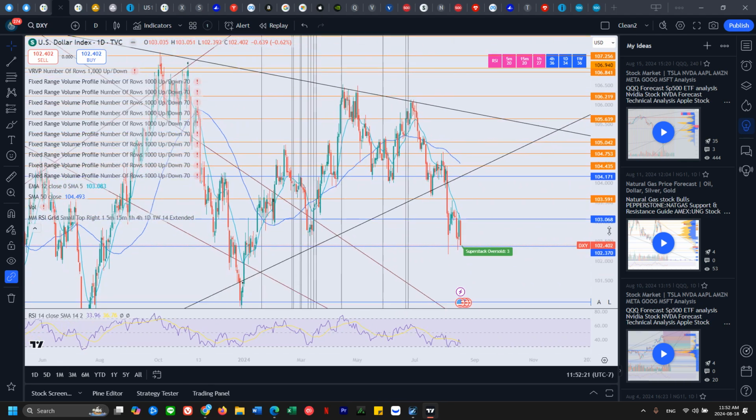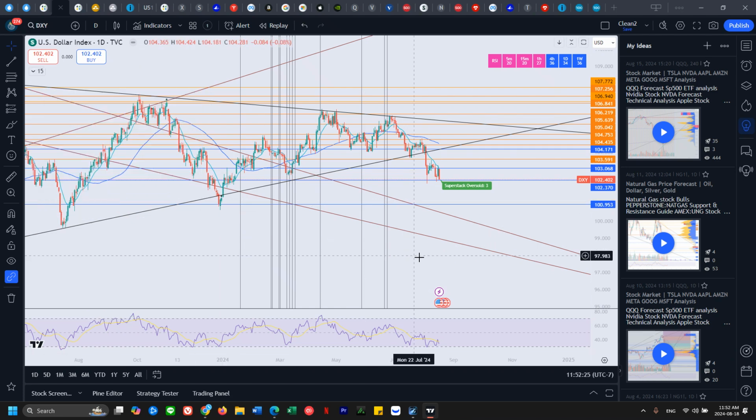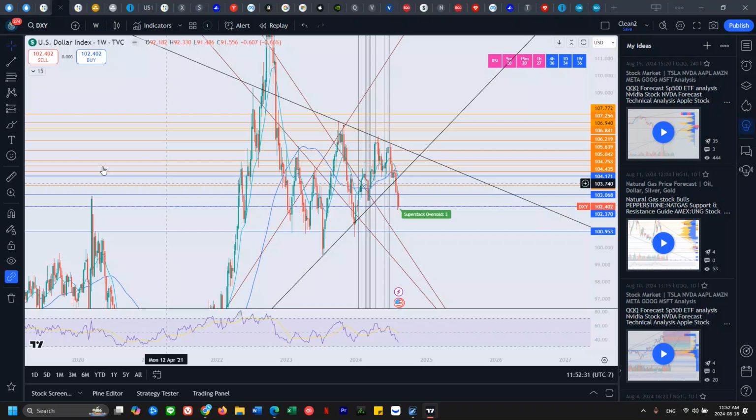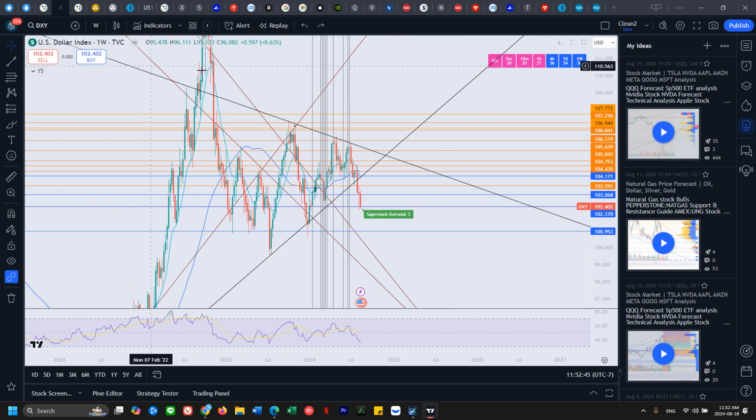So US dollar. After that longer term bear break on this equilibrium that we've been talking about for many months on the weekly time frame. So big move up, big move down, big move up, big move down, big move up, and it finally broke bear out of this tiny range.